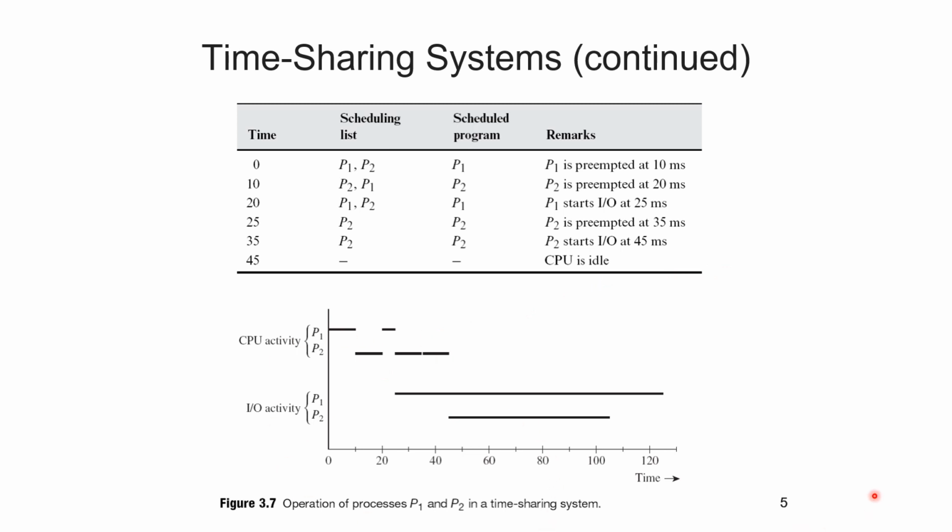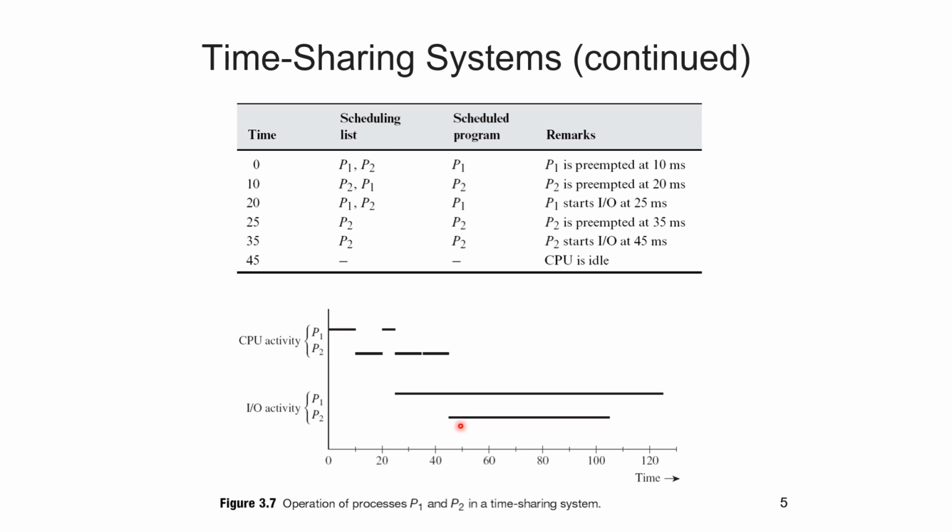So here the graph is given, the CPU activity of P1 and P2. Initially P1 is executed on the CPU for 10 milliseconds, and then P2 is executed for 10 milliseconds. Again P1 is executed on the CPU for 5 milliseconds and P2 is executed for 10 milliseconds, and again P2 is executed for 10 milliseconds. And in the IO activity, P1 starts at the time 25, and from then on the IO activities take place.